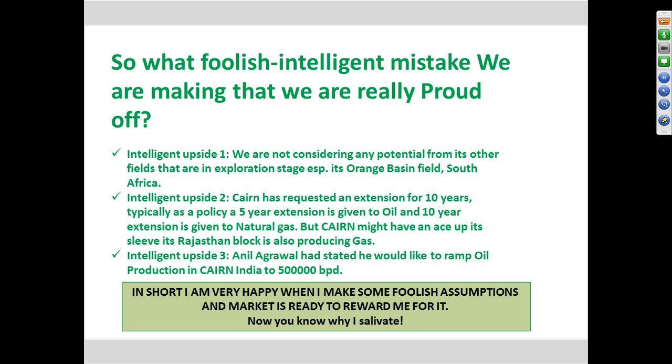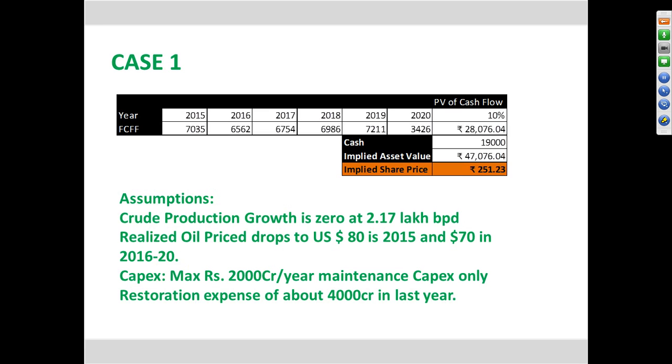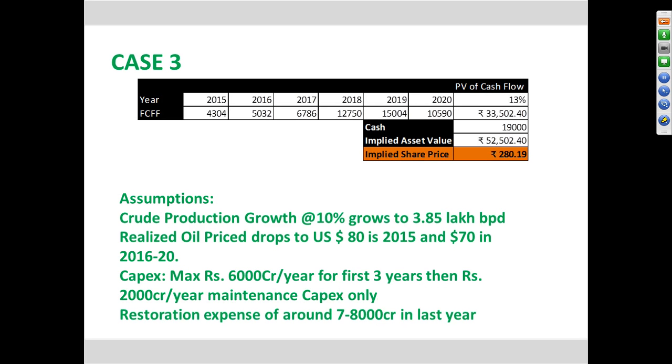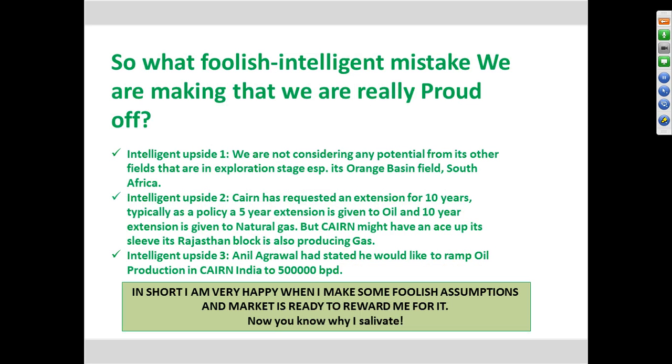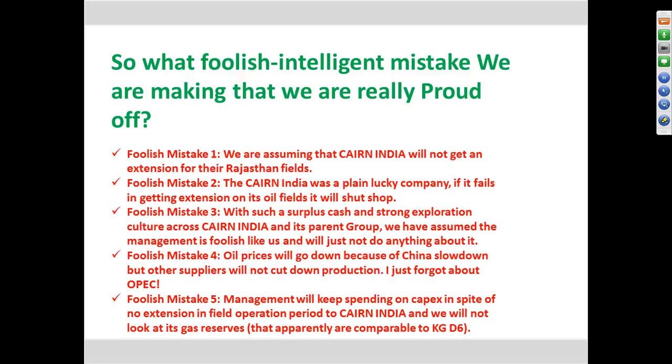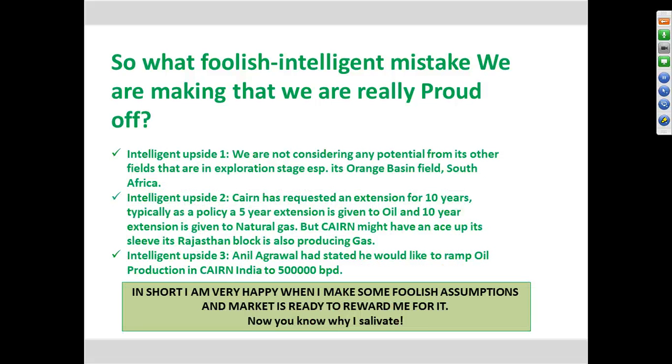And whenever I get this kind of downfall in Cairn's price that comes towards any of my most pessimistic cases, either case 1 of 250 or case 2 and case 3 of around 280, I become very thankful to the market for rewarding my foolish assumptions and giving me very strong upside if any one of these 8 cases starts kicking in. The 5 foolish mistakes that I have made, and the 3 intelligent upsides that I can think of. And now you understand why I do not worry about Cairn India over the longer term.